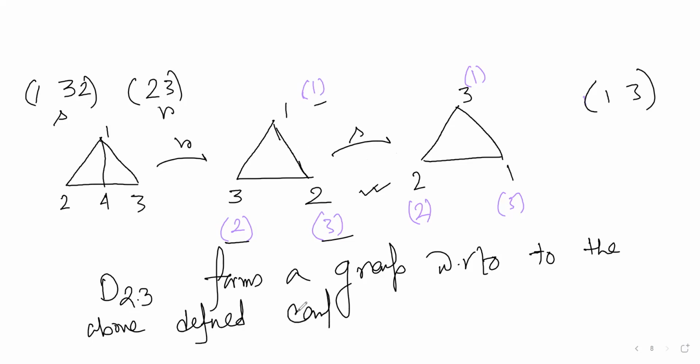Composition operation. And SR not equals to RS. So it is not abelian. I already defined what is the meaning of abelian group, right? In the first lecture. So D23 is not an abelian group.